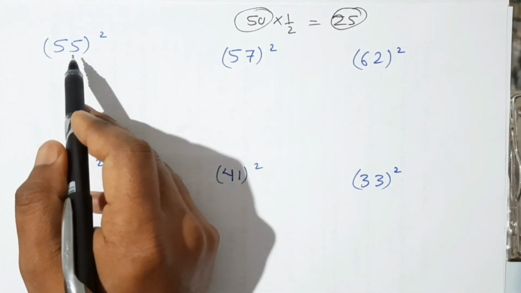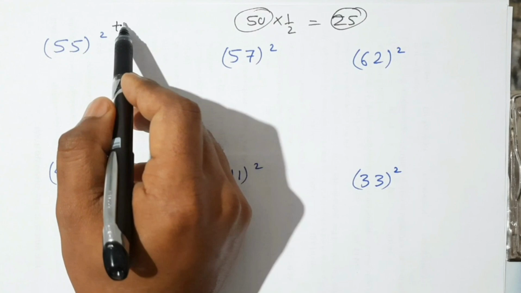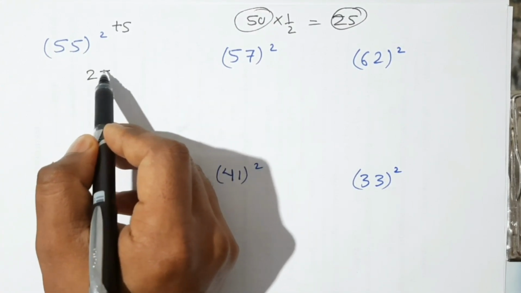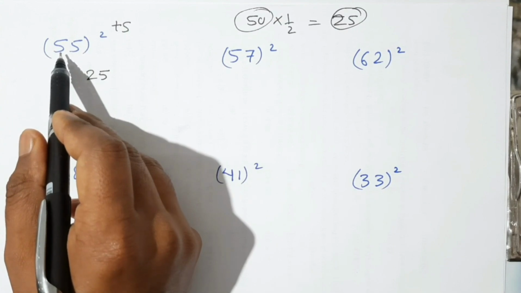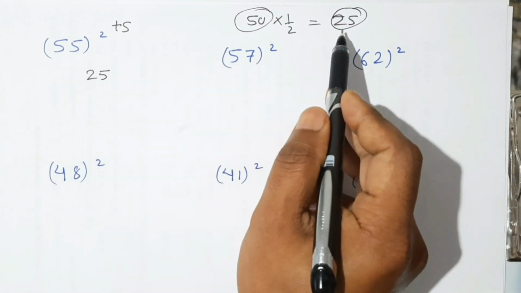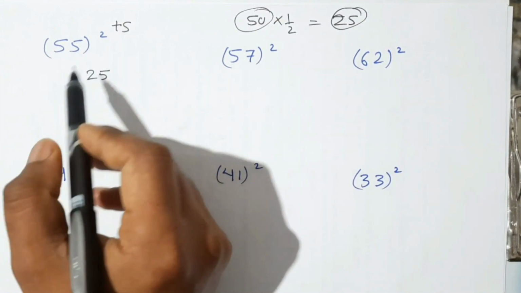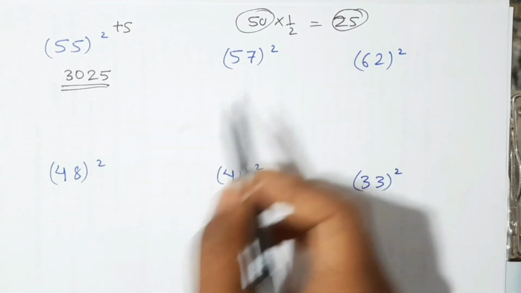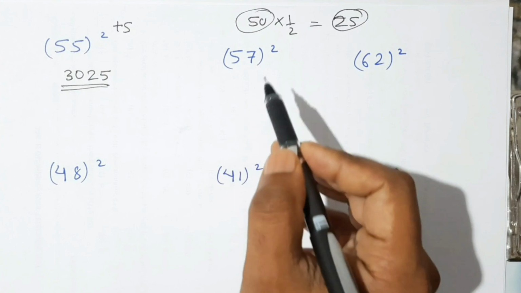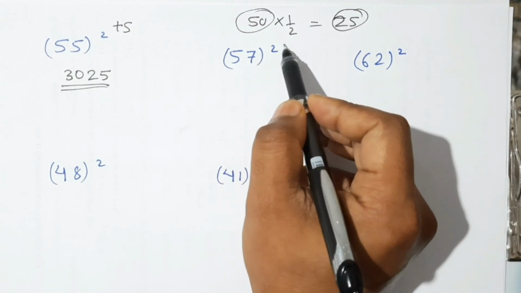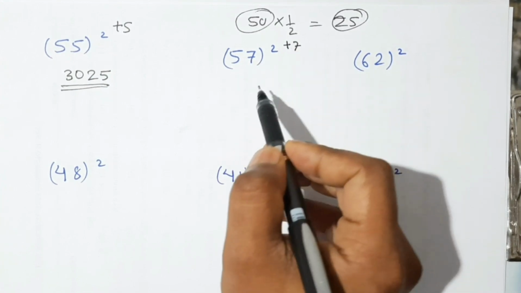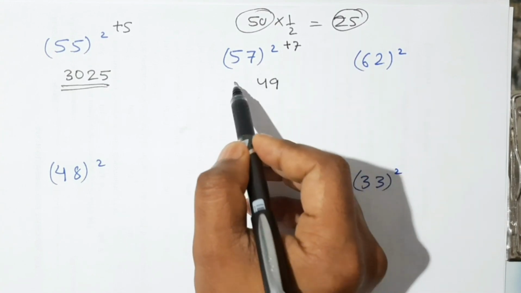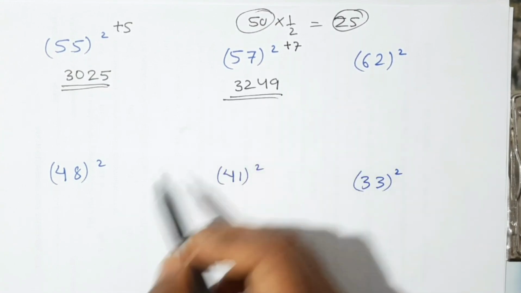Here this 55 is 5 more than 50. So first we'll write the square of 5. 5 square is 25. Then 25 plus 5 is 30, because in this case we are using 25 as a base. Similarly, here this is 7 more than 50. So 7 square is 49, and 25 plus 7 is 32. So this is the square of 57.